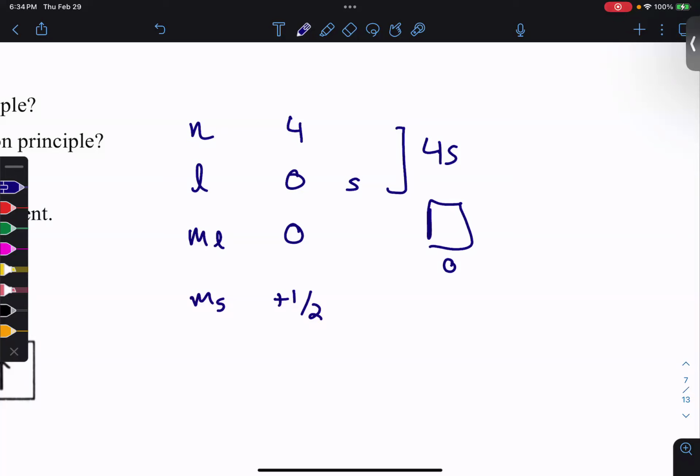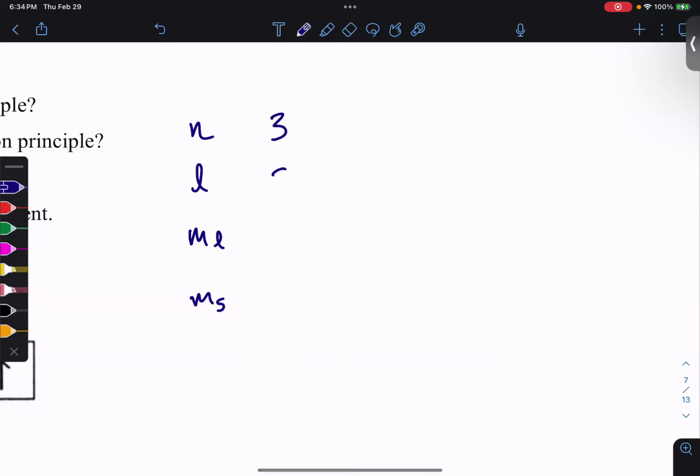What does a +1/2 mean? Spin up, boom. Is that allowed? Yes, this is a valid set of quantum numbers. Okay, let's do another one. What if I do 3, 2, +3, +1/2? Is that allowed? No. Where is it not allowed? The m sub L, yeah.